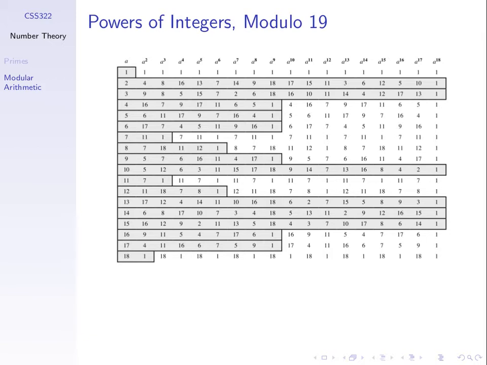What's the discrete log of 3, where the base is 13 and the modulus is 19? Base 13, the answer is 17. 13 to the power of 17 mod 19 equals 3. So the answer here is 17.